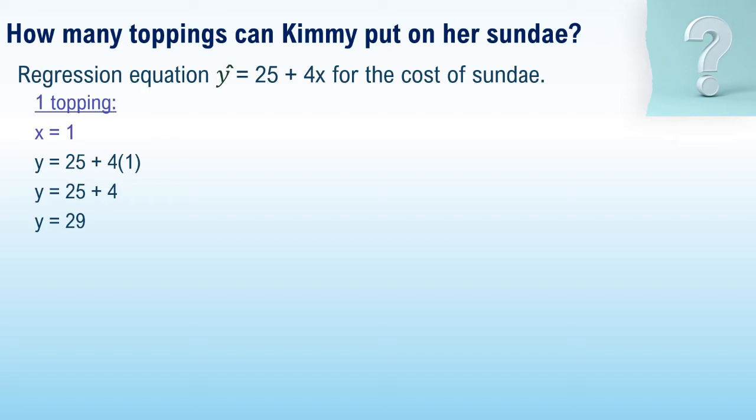Meron pa siyang pera para sa 50 pesos niya. So remember, she has 50 pesos. So we try 2 toppings. Okay? Try natin maglagay ng dalawang toppings naman. So we had 2 toppings. That means x is equal to 2.